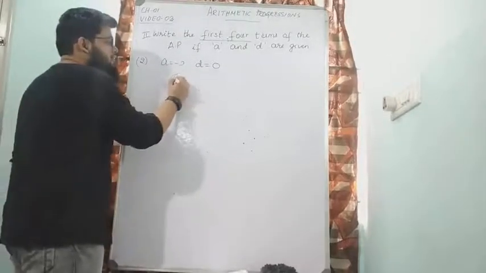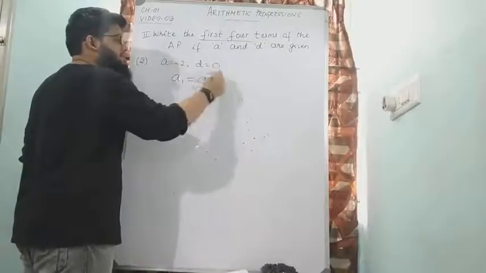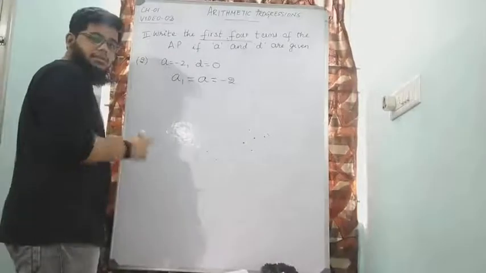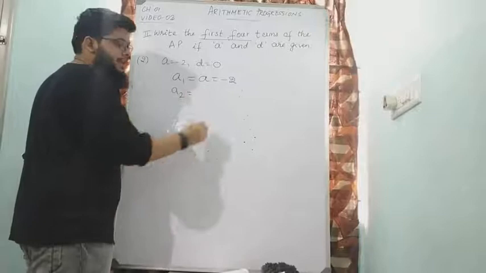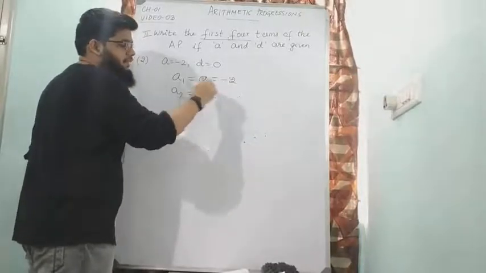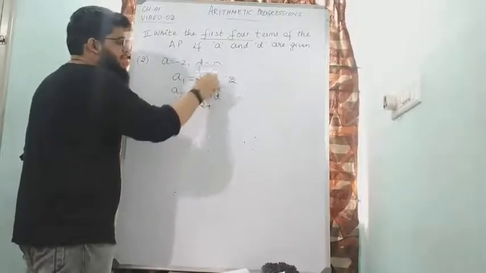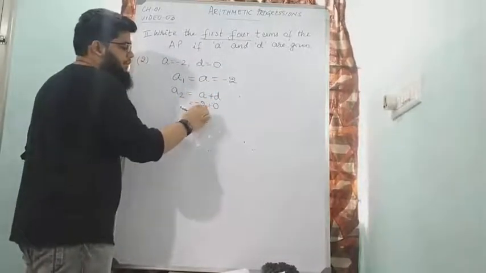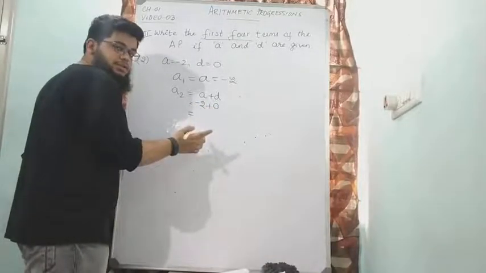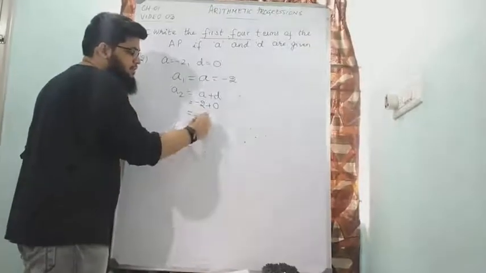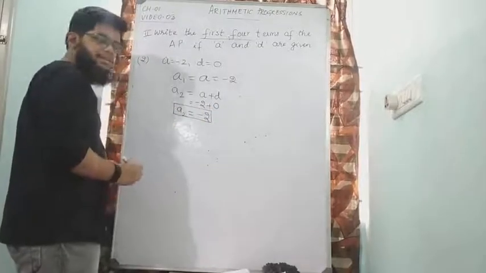First four terms are A1. A1 is always given as A and A is -2. Right? So first term is always A. Second term A2. The general form of A2 is A plus B. Now the value of A is -2 plus the value of B is 0. And -2 plus 0, minus into plus is minus, and 2 minus 0 will be 2, but 2 has a negative sign, so the value of A2 will be -2. I hope that is clear.